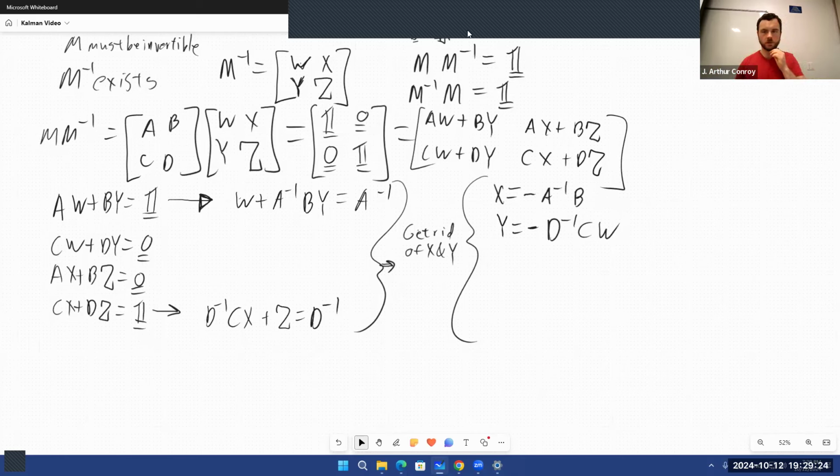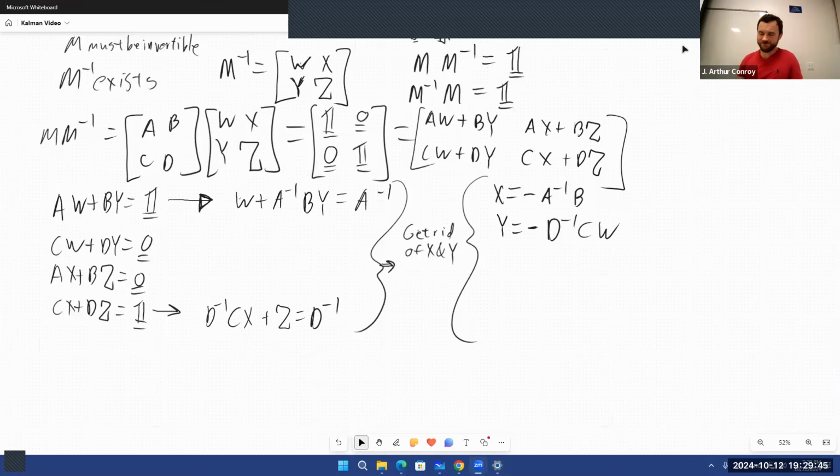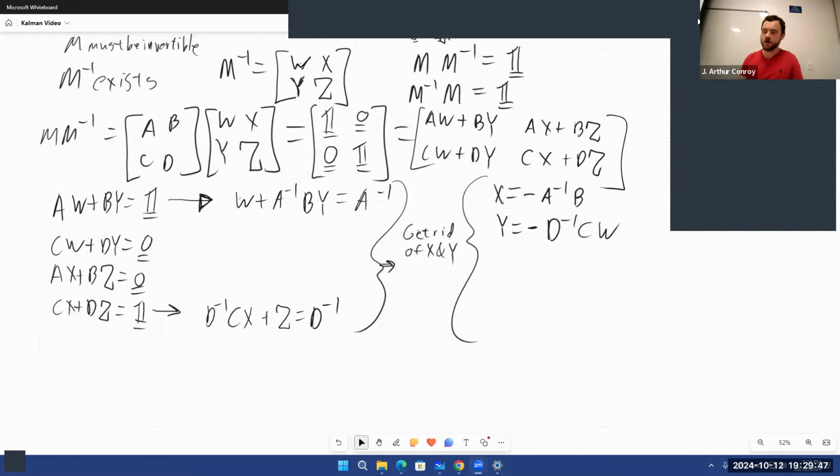Cool. So now I'm going to go ahead and plug these guys in to their respective terms and expand. And then we're going to look at a way to constrain W and Z. By X, I meant Z. We're going to substitute in expressions for X and Y, and then look at a way to constrain W and Z.